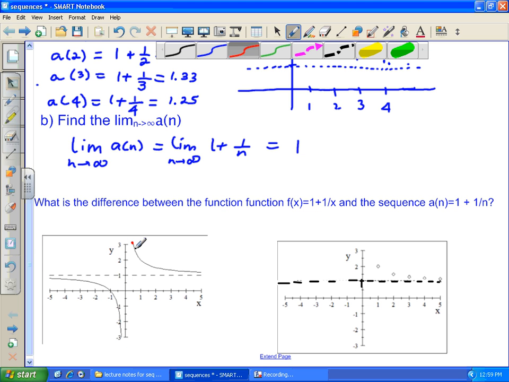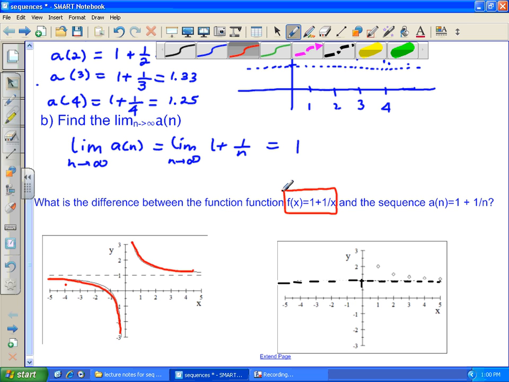The function f of x is a continuous function except at x equals 0. It consists of these curves. Okay, this is the function f of x, which is 1 plus 1 over x. Now, what about the sequence 1 plus 1 over n? Now, can n be 0 or less than 0?